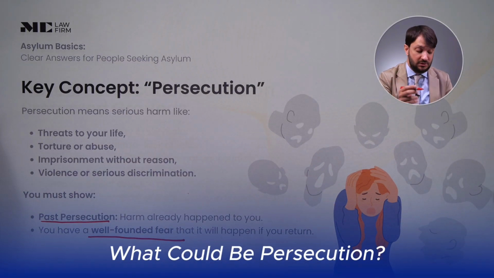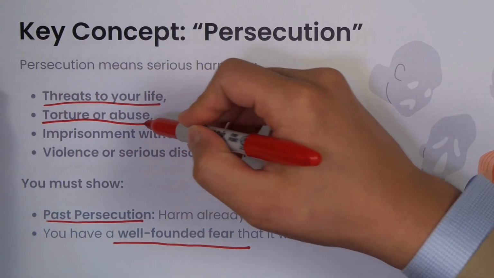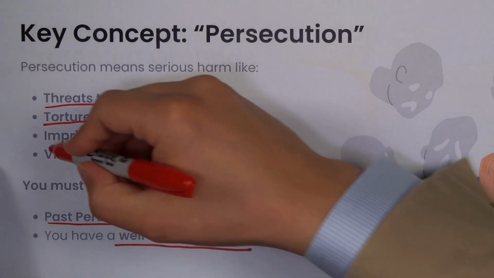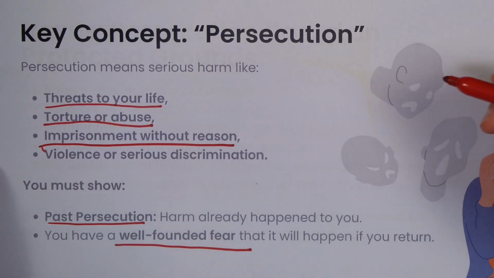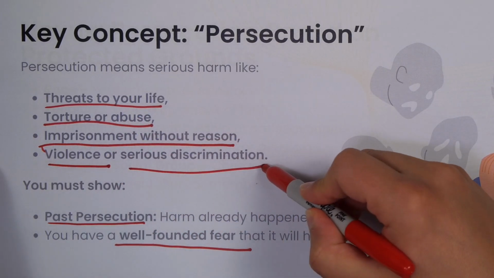What could be persecution? It could be threat. It could be physical abuse, physical harm, like torture or abuse. It could be imprisonment. Or it could be physical violence, like we said, or serious discrimination. You need to talk to an expert to understand if what happened to you or what you're afraid of could qualify for asylum, because it is very technical. There is case law on interpreting different circumstances. It is imperative that you talk to an expert to have a complete assessment of your circumstances.